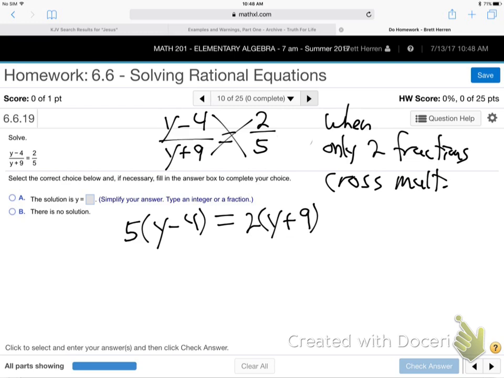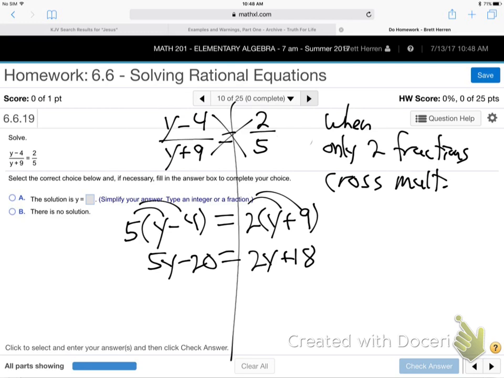Is that good? And then distribute. 5y minus 20. Boom, bada boom. 2y plus 18. Here's the wall. We good there? Is that making sense?